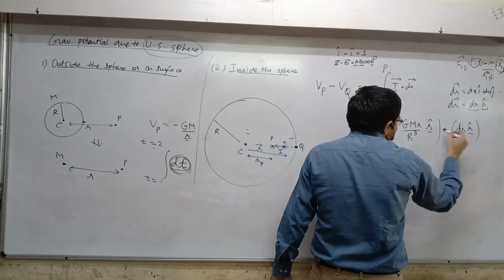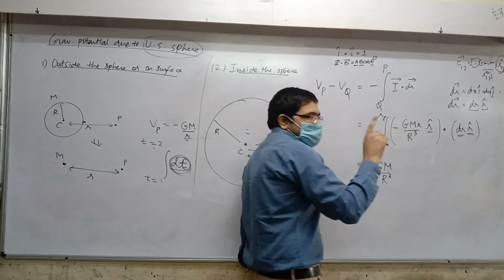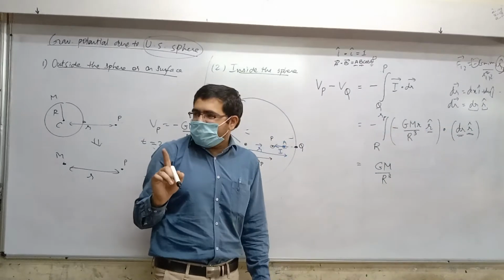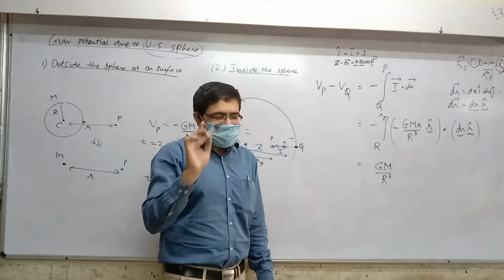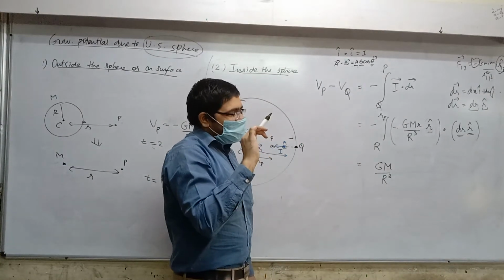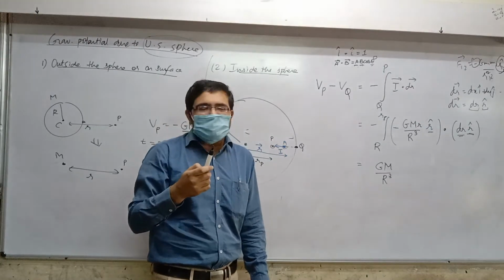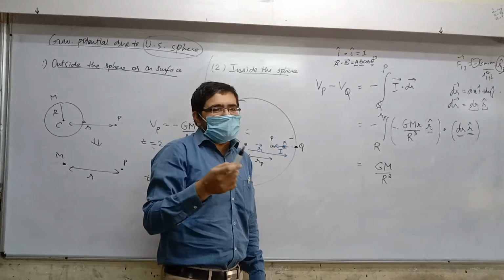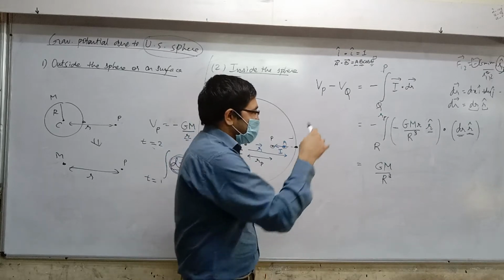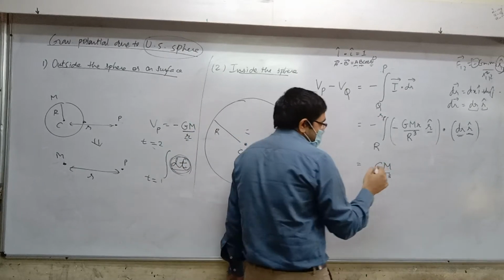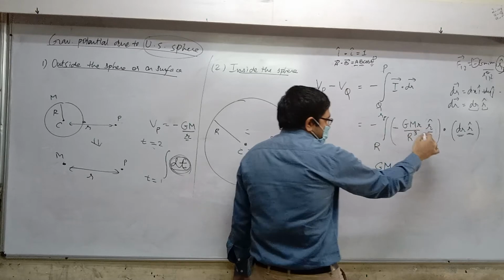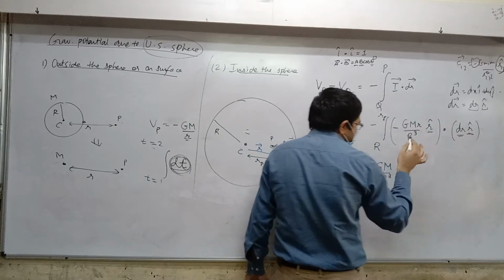Unit vector means what? With magnitude 1. Because 1 into 1 into 1. Clear? Okay. Don't worry, go home and read notes from chapter 6 on the a vector dot b vector relation. Okay, so we get 1. That is, this dot this is 1.